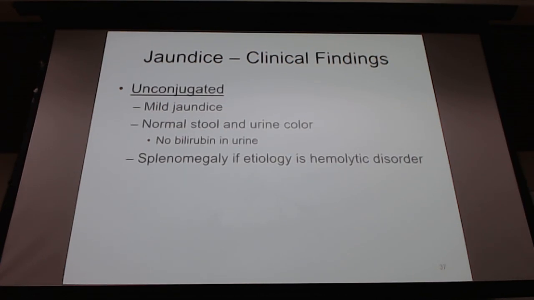Here's what unconjugated is going to look like. Typically, it's mild jaundice. Normal stool and urine color. Those are not going to be changed. There's no bilirubin in the urine, because it has to figure out how it's going to excrete it. It's going to excrete it through the kidneys. So splenomegaly can also be an underlying cause of this.